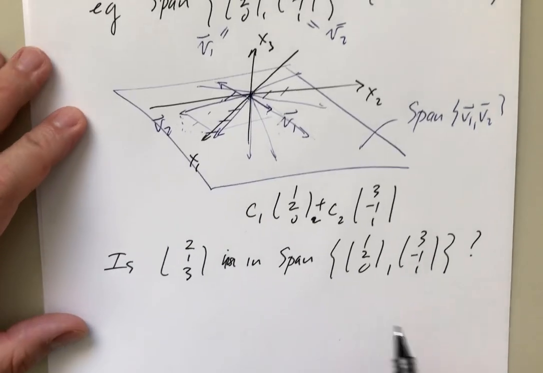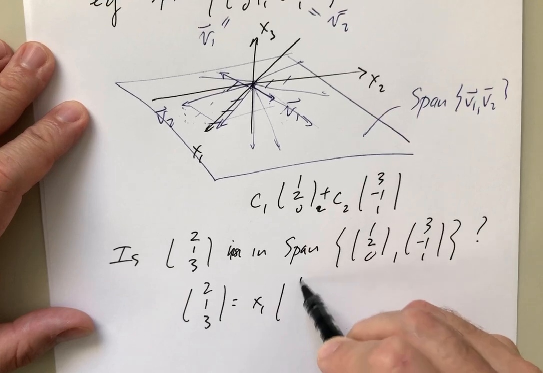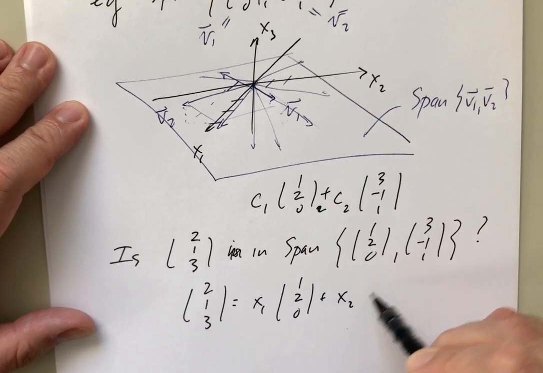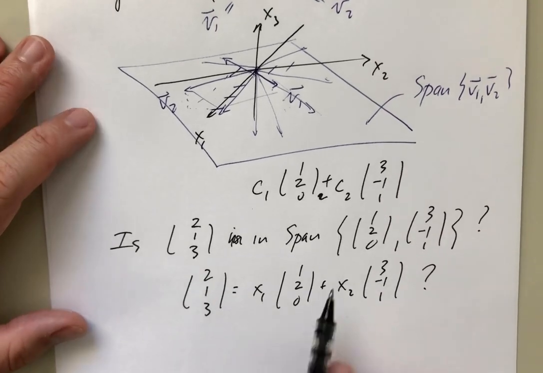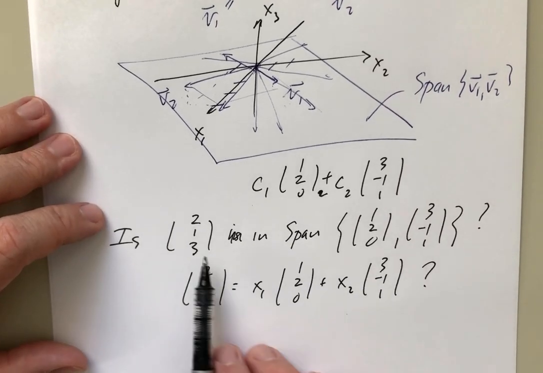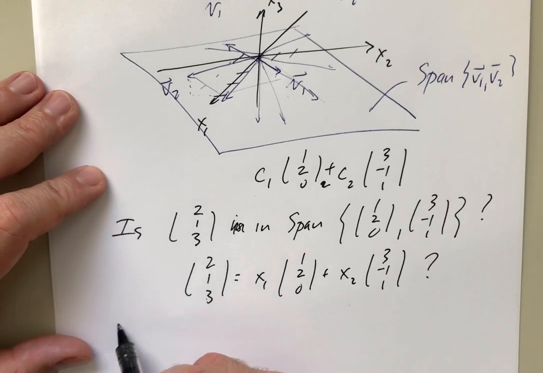And again, what this is asking is, can I write (2, 1, 3) as something times (1, 2, 0) plus something times (3, -1, 1)? So it's sort of a question. Can I find those weights? That's the same thing as asking, is it in the span? It's saying, can I write this vector as a linear combination?